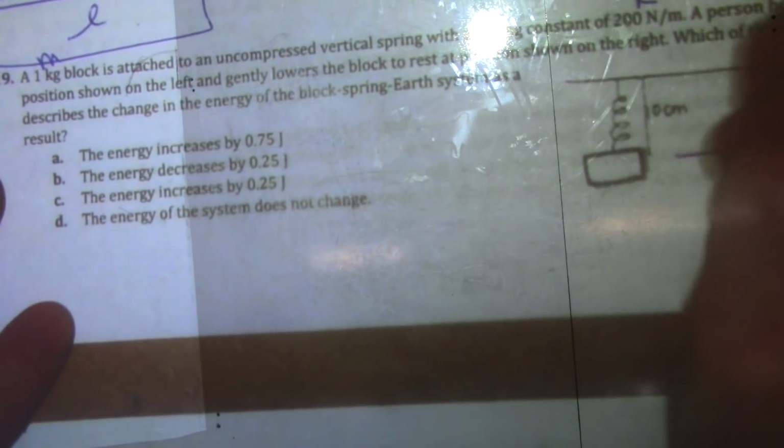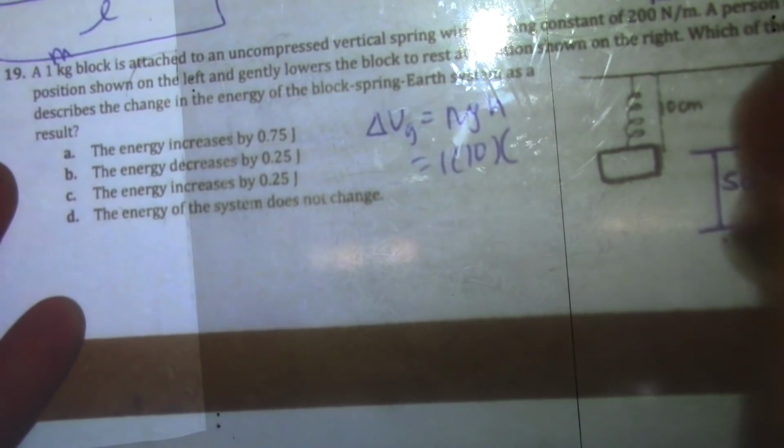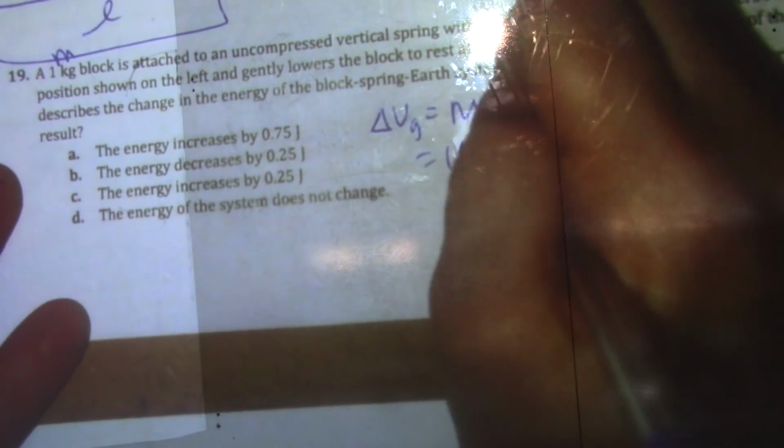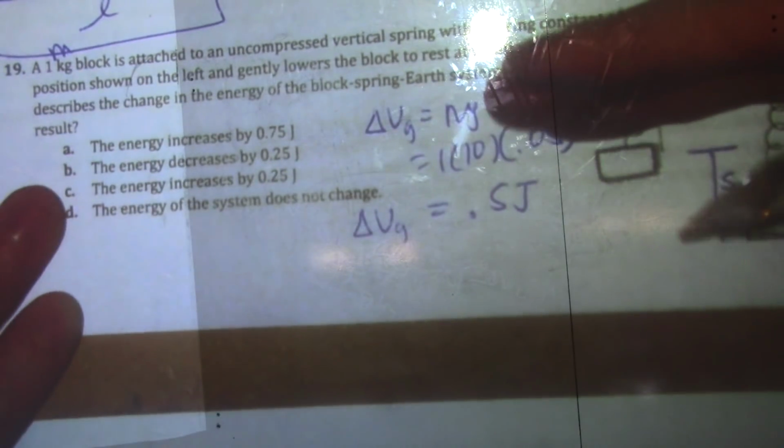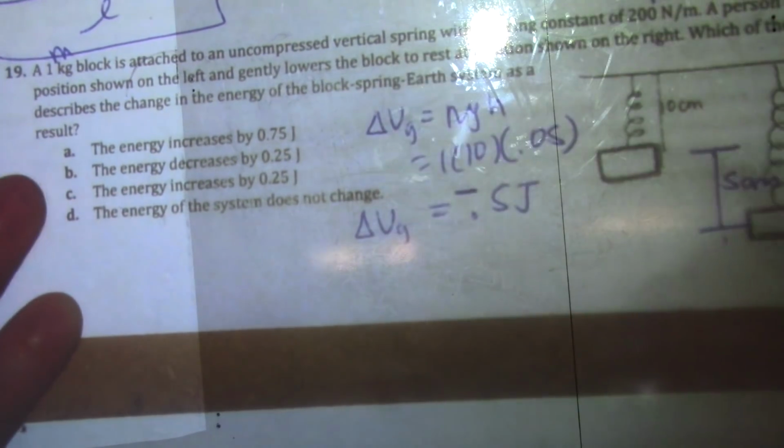Think about it: your gravitational potential energy obviously just changed. Gravitational potential energy is mgh, with a mass of 1 and g. The height that it changed by was 5 centimeters, which is divided by 100, 0.05. So that gives me 0.5. That's my change in gravitational potential. I just lowered this, so that is a loss. It's a negative 0.5.